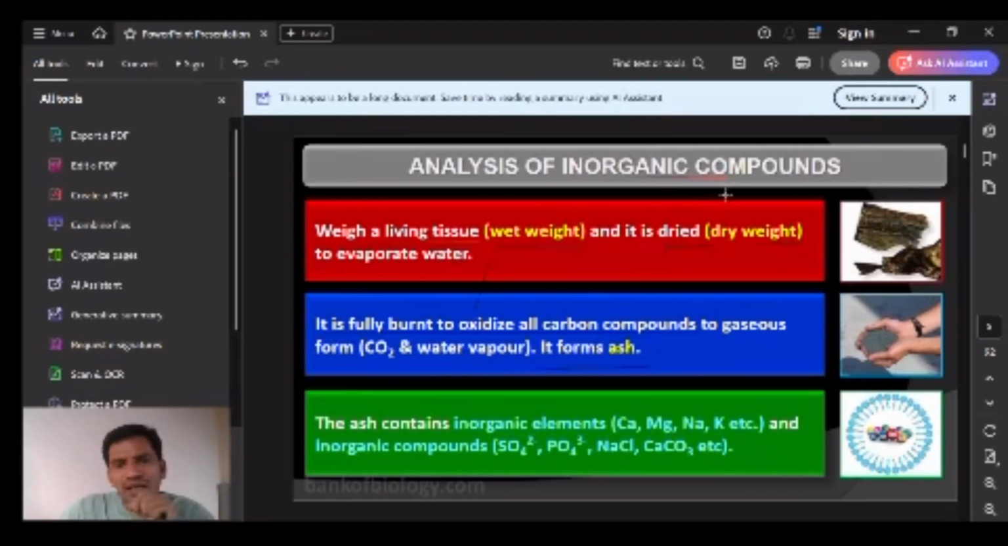So to analyse the inorganic compounds, take a tissue and weigh it, the wet weight, then dry it, the dry weight. When it is burnt, water and CO2 evaporate and the rest is ash. The ash contains inorganic elements like calcium, magnesium, sodium and potassium, and inorganic compounds like SO4, PO4, NaCl and CaCO3. So living tissue has both inorganic and organic compounds present.